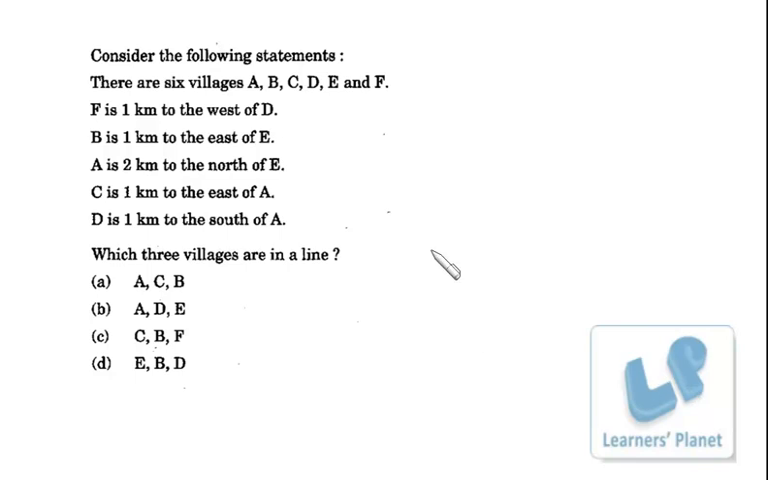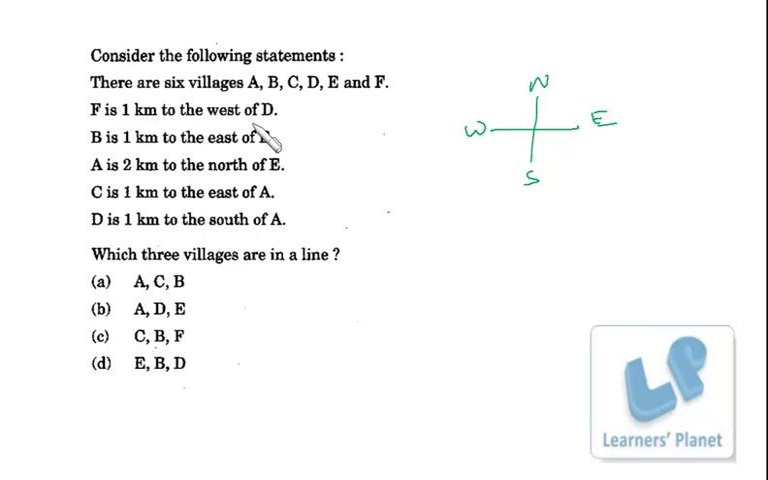Now consider the following statements. There are 6 villages A, B, C, D, E, F. East, west, north, south. First of all, we should have the basic knowledge of directions. This is east, west, north and south, right? Now we proceed for the question.